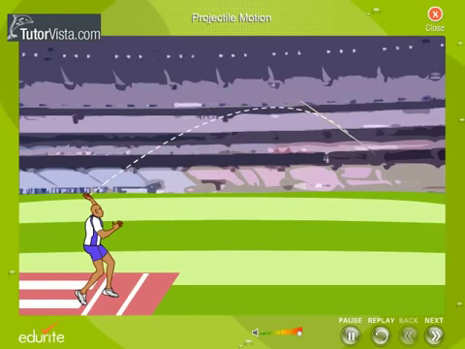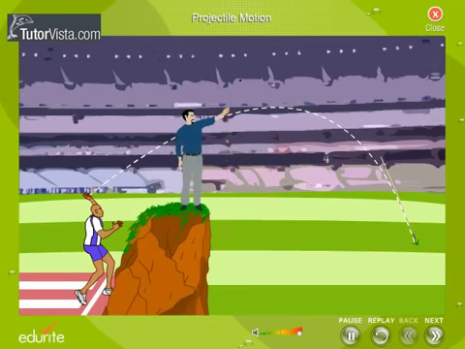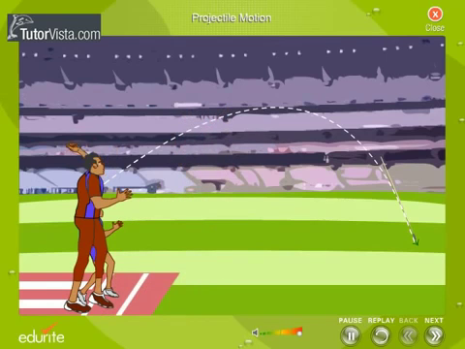Such objects like a javelin, which move along a path determined by gravity and air resistance, are called projectiles. The path followed by a projectile is called trajectory. An object dropped from a height, an object thrown vertically upwards, and objects thrown obliquely upwards are examples of projectiles. In all these cases, the influence of air resistance is neglected.